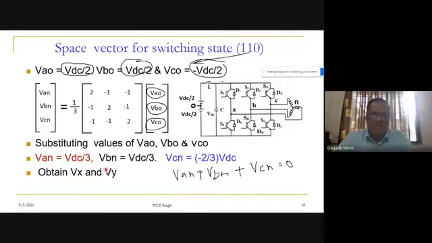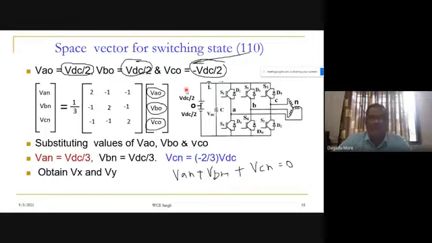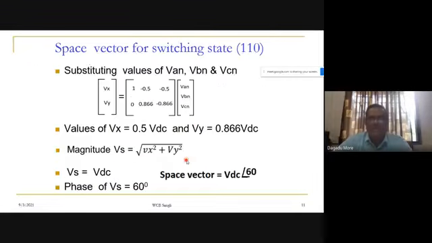Now once we know VAN, VBN, VCN, particularly for 110, we obtain Vx and Vy. So we have done it here. I have not made the detailed calculation. VAN will be VDC by 3, VBN will be VDC by 3, and VCN will be minus VDC by 3. Putting these in, Vx will come as plus 0.5 VDC and Vy will come as 0.866 VDC.